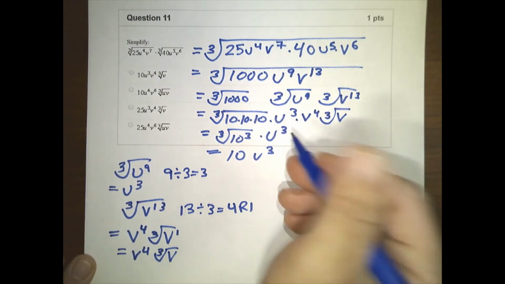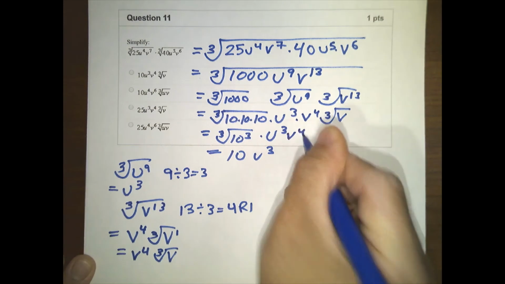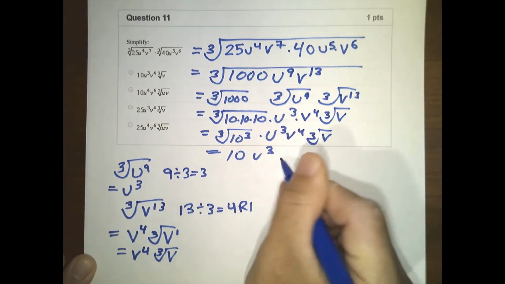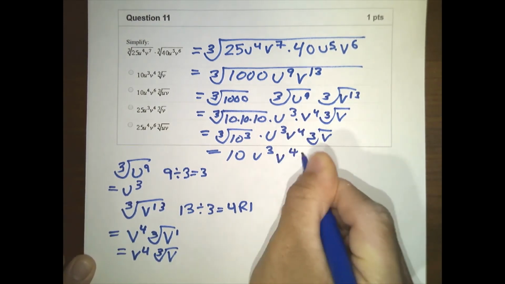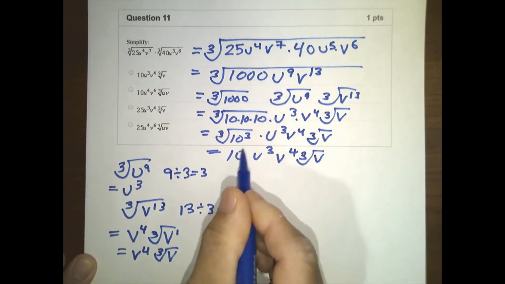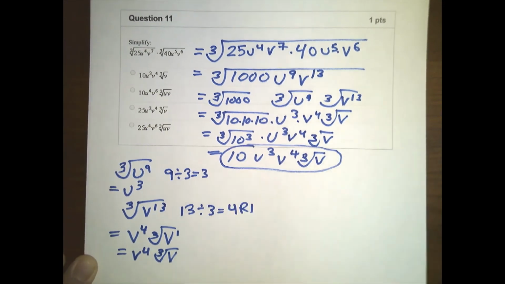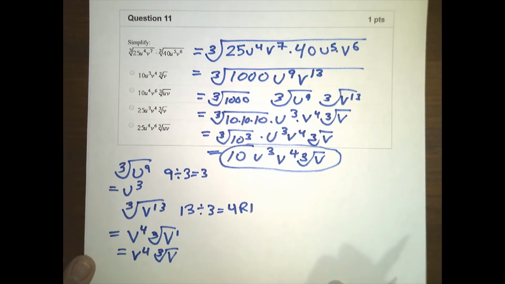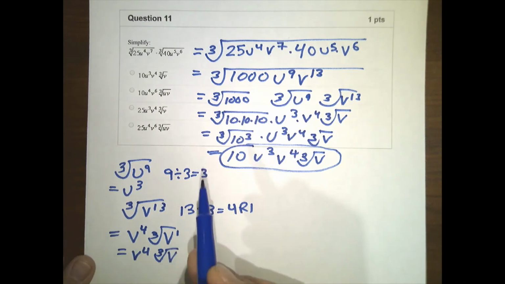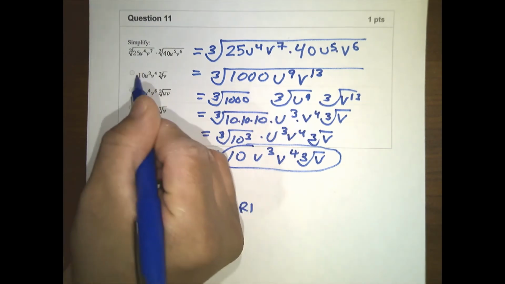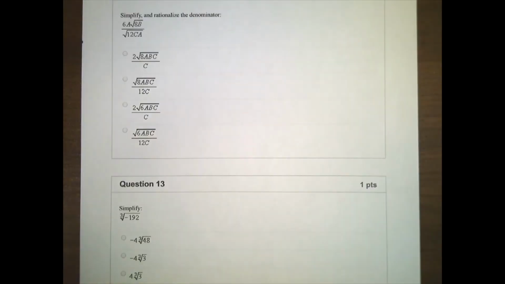And then, well, I just go ahead and rewrite this in the final form here of 10u to the 3rd v to the 4th cube root of v. So there is my correct answer choice right here.